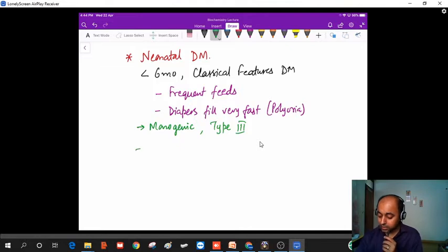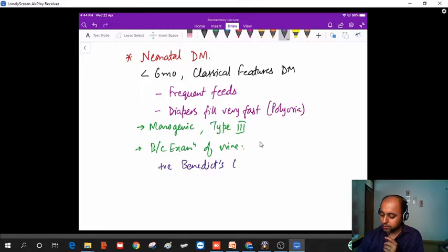And in the biochemical examination of urine, obviously the Benedict's test will be positive, but because it is diabetes mellitus, the glucose will be coming in the urine. We also find the positive glucose oxidase test.